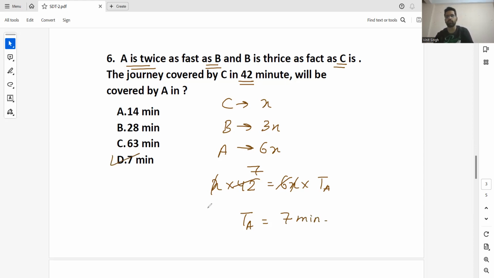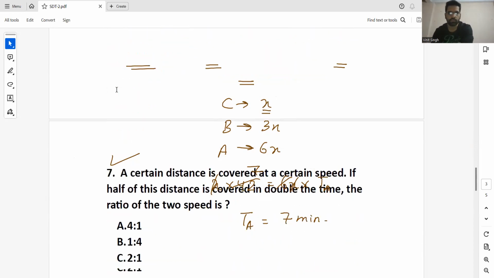Simple question. First of all, we take the speed of C as x, B becomes 3x, A becomes 6x. After that, in this question, distance is constant. So S1 into T1 is equal to S2 into T2. Now, next question.